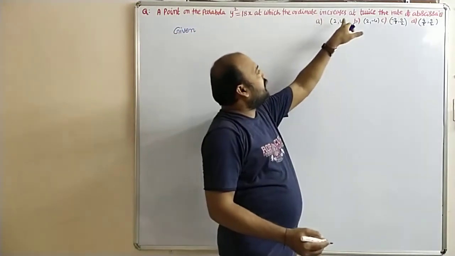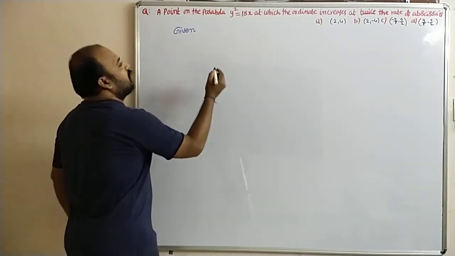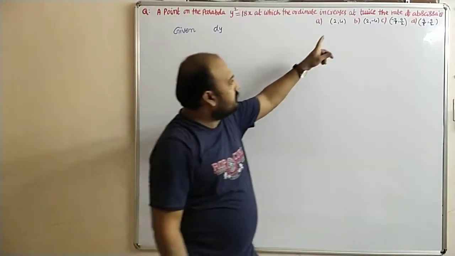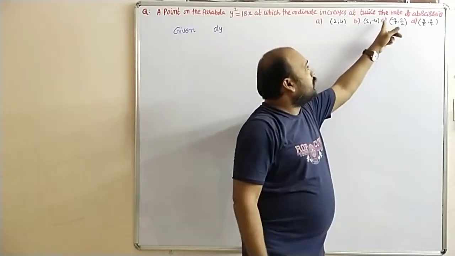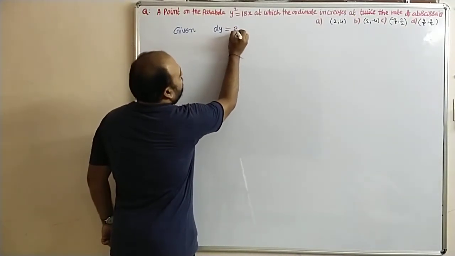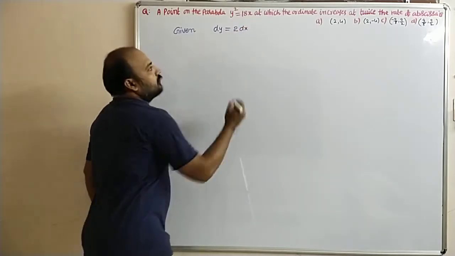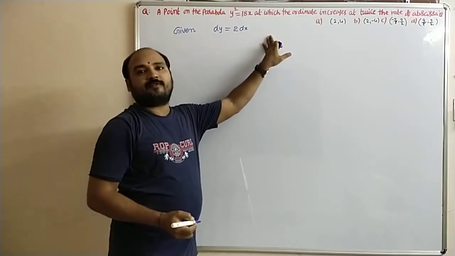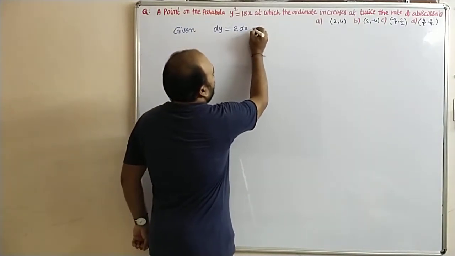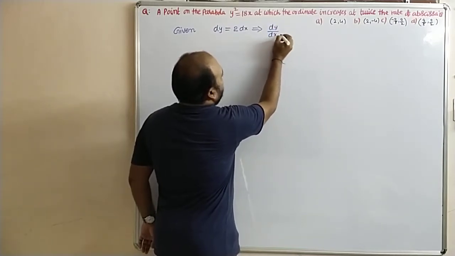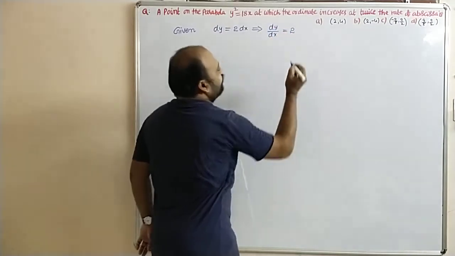the ordinate increases, the increase in ordinate we can write it as dy is at twice the rate of abscissa, twice which is equal to 2 times of abscissa. So dy equal to 2 times of dx. From this we can write it as dy divided by dx is equal to 2.